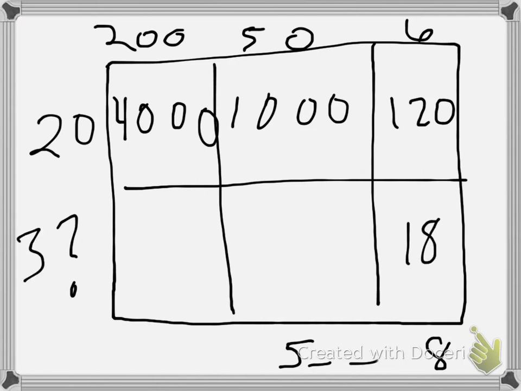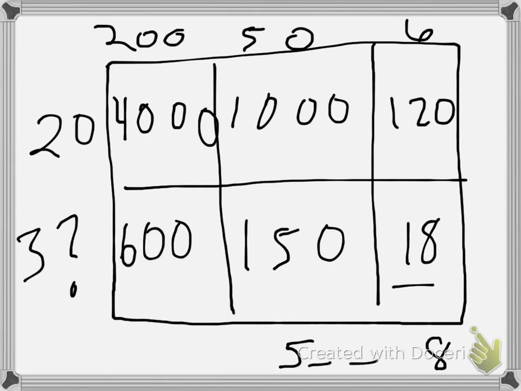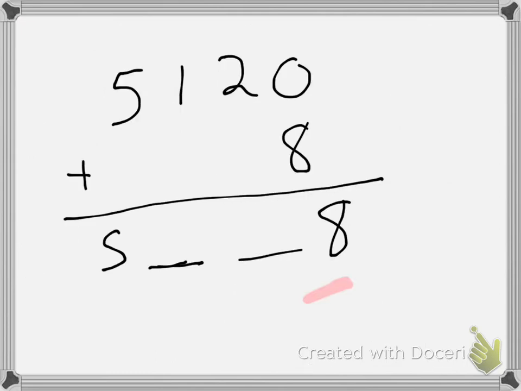Alright, so I'm going to replace all my question marks with 3. Now I'm going to do 3 times 6, which gives me 18. Then 3 times 5, which gives me 150. And then 3 times 2, which gives me 600. So 3 times 200, 600. 3 times 50, 150. 3 times 6, 18. Now I'm going to add all these numbers up and see if I get an 8 at the end of it. So I have 8 at the end of it.